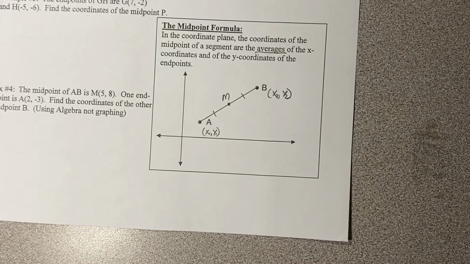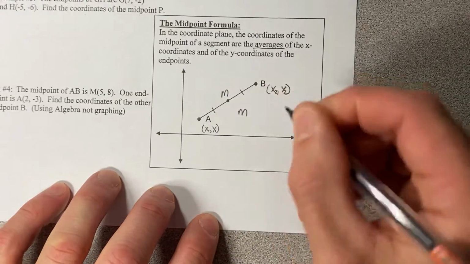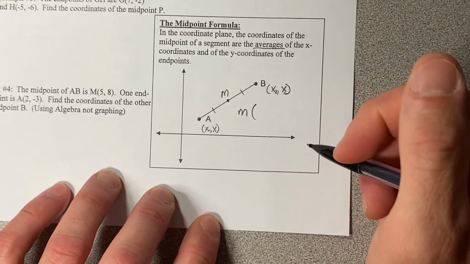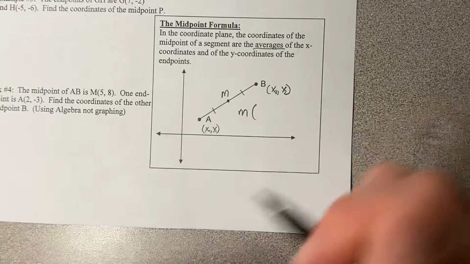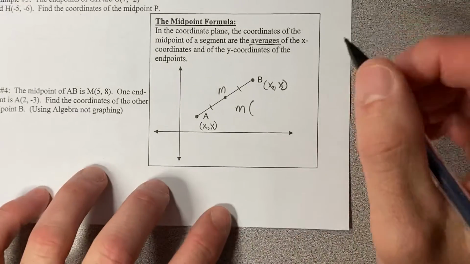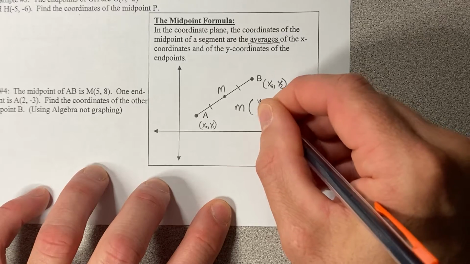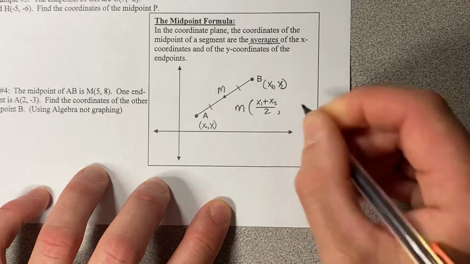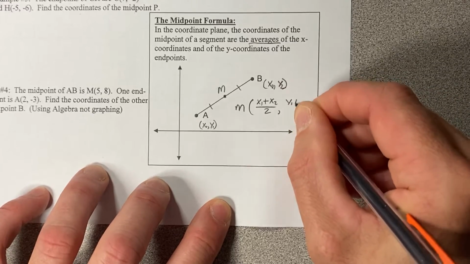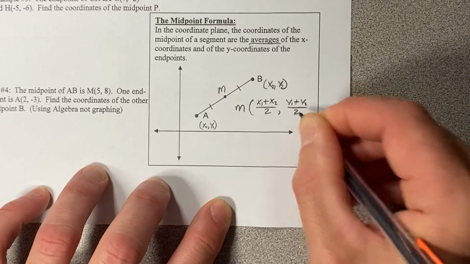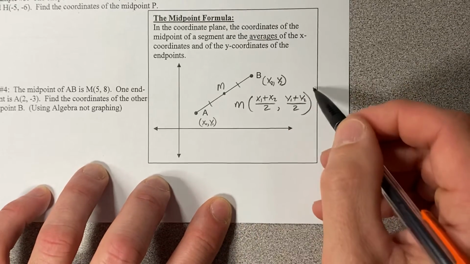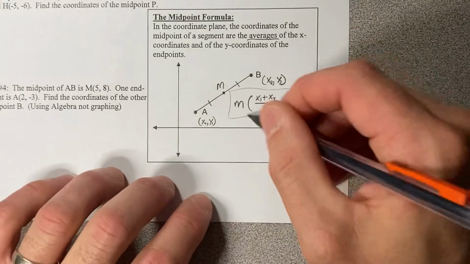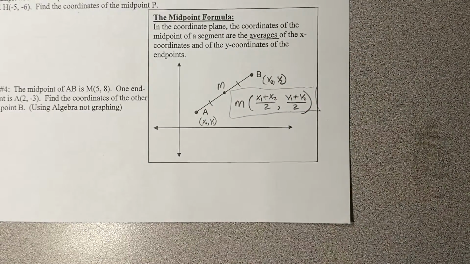It says to find the midpoint, you're going to take the average of the X's and the average of the Y's. I don't know if you remember this from pre-algebra and such, but the average is where you add them up and divide by 2. Add the Y's up and divide by 2. Right there is our midpoint formula. And notice it's got the parentheses because it's a point, it's a coordinate.